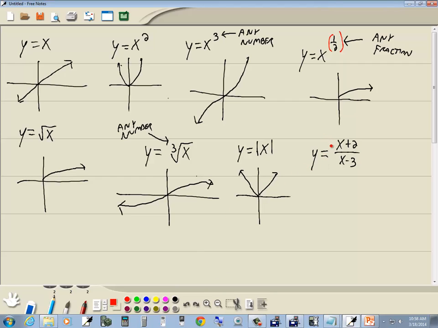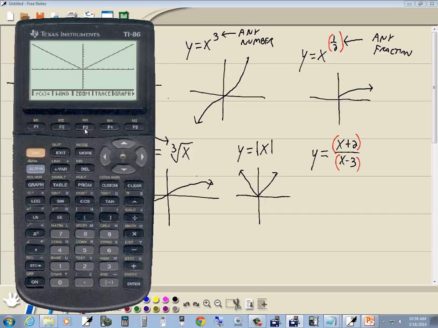Anytime you have more than a single number or a single variable on top or bottom of a fraction, you have to put parentheses around that part. So since we have more than a single number or a single variable on top, I'll put parentheses around the top. And since we have more than a single number or single variable down here, I'll put parentheses around the bottom. Now it doesn't hurt to put parentheses automatically. Even if you have a single x up here, if you put parentheses around it, it doesn't hurt anything. Now other than that, we just enter it as you see it.